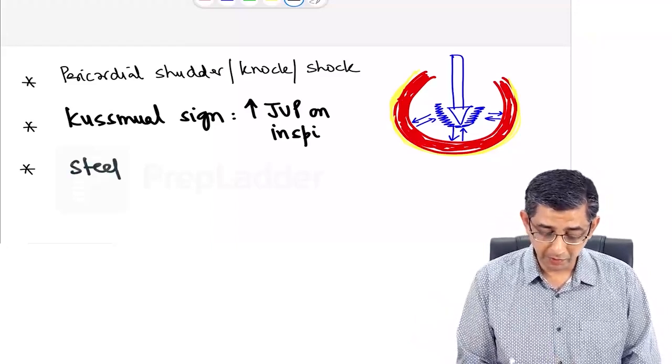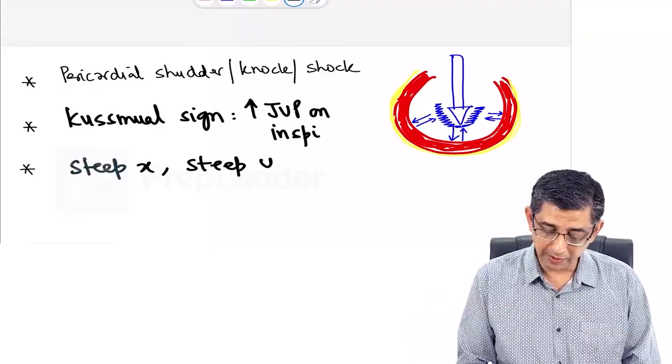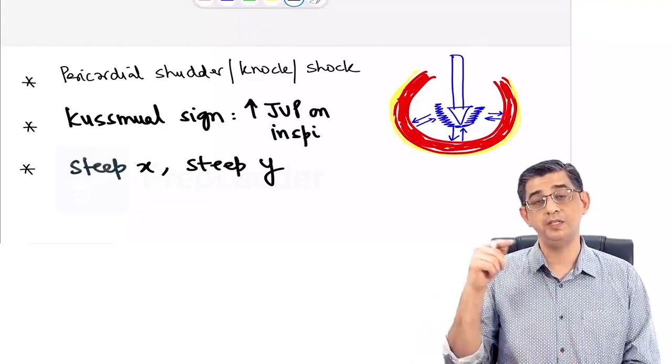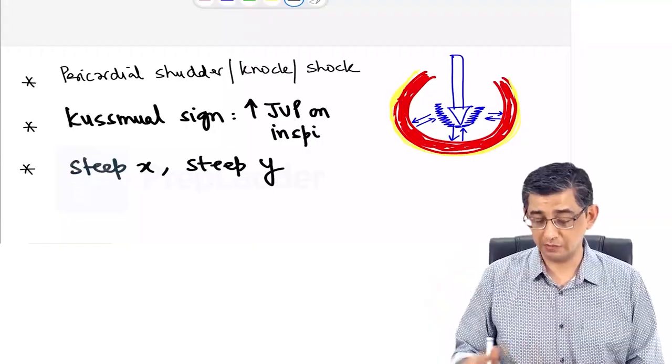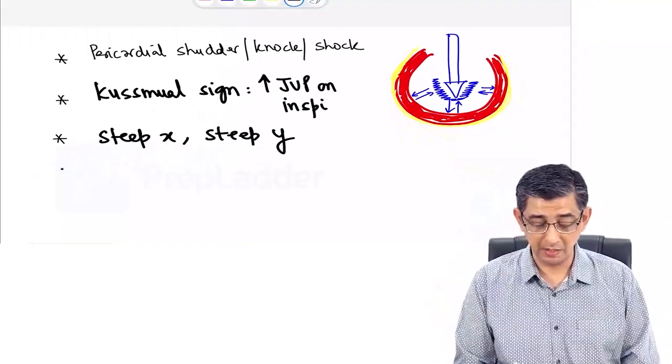Additional information that will be given will be steep X and steep Y. I hope you recall from the JVP lecture I told you that if it is steep X and absent Y, it is cardiac tamponade, whereas if you get both steep X and steep Y, this is going to be constrictive pericarditis.